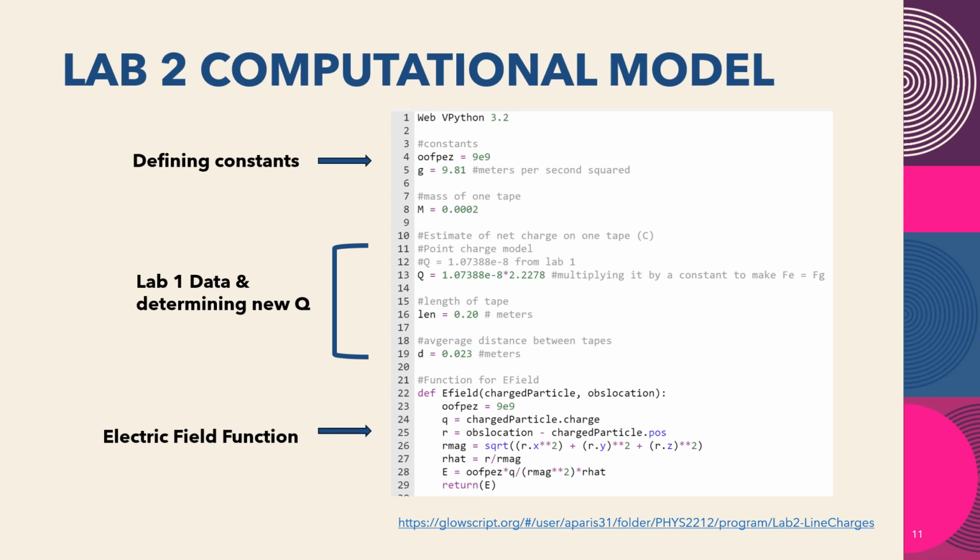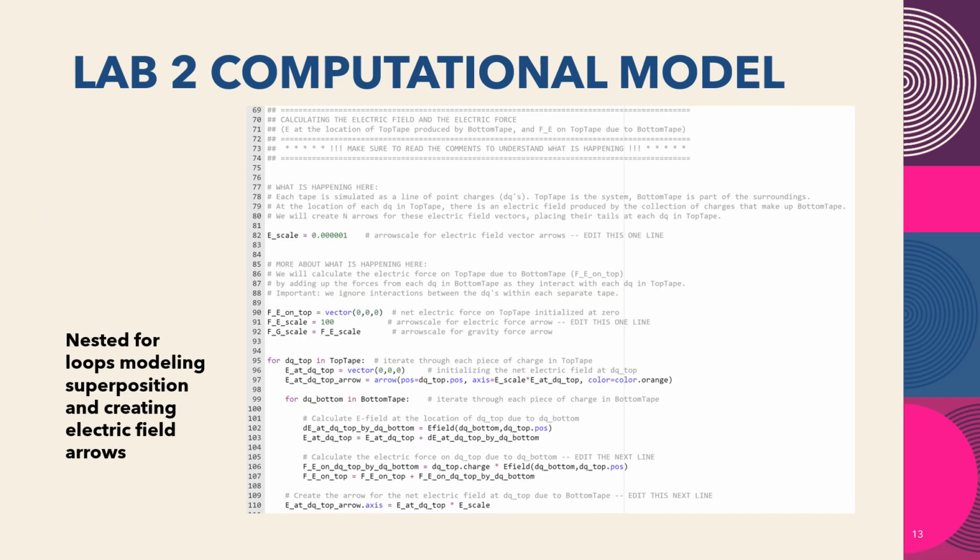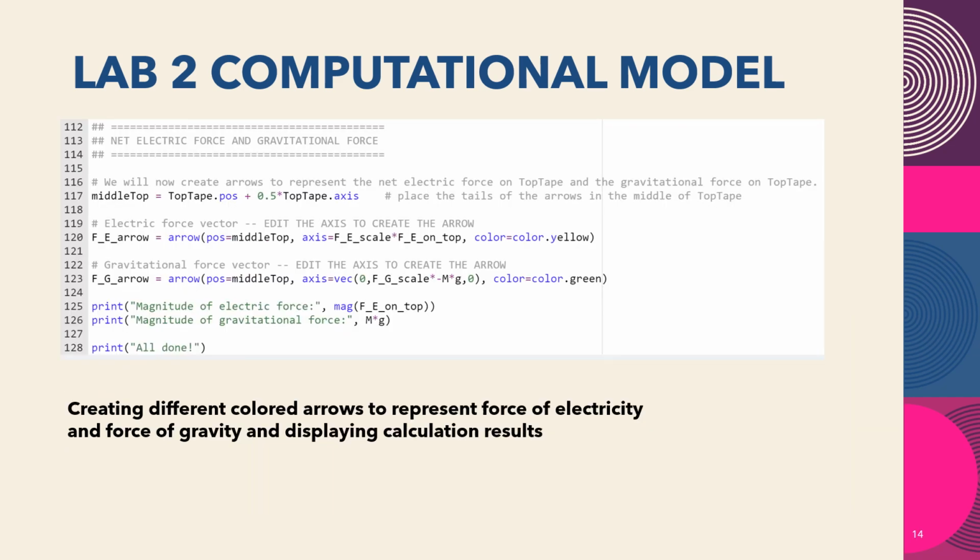Walking through the code for the Lab 2 computational model, first we define the constants and put in the Lab 1 data. On line 13, I used trial and error to determine the new Q to make Fe equal to Fg, and next we define the electric field function. After that, we define the line of charges function, then we create the top and bottom tape objects. Next, we use nested for loops to model superposition and create electric field arrows. Finally, we create different colored arrows to represent force of electricity and force of gravity, and then display calculation results.